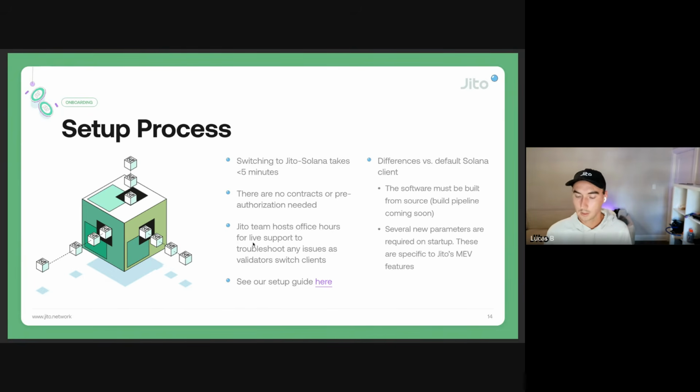The only other thing is there are a few new parameters on the command line. If you are running a validator, you want to specify the relayer that's closest to you and the block engine that's closest to you. All of these URLs are available on our website. You can set the commission for your MEV, and there are a few other parameters as well. But it's pretty easy to switch over.